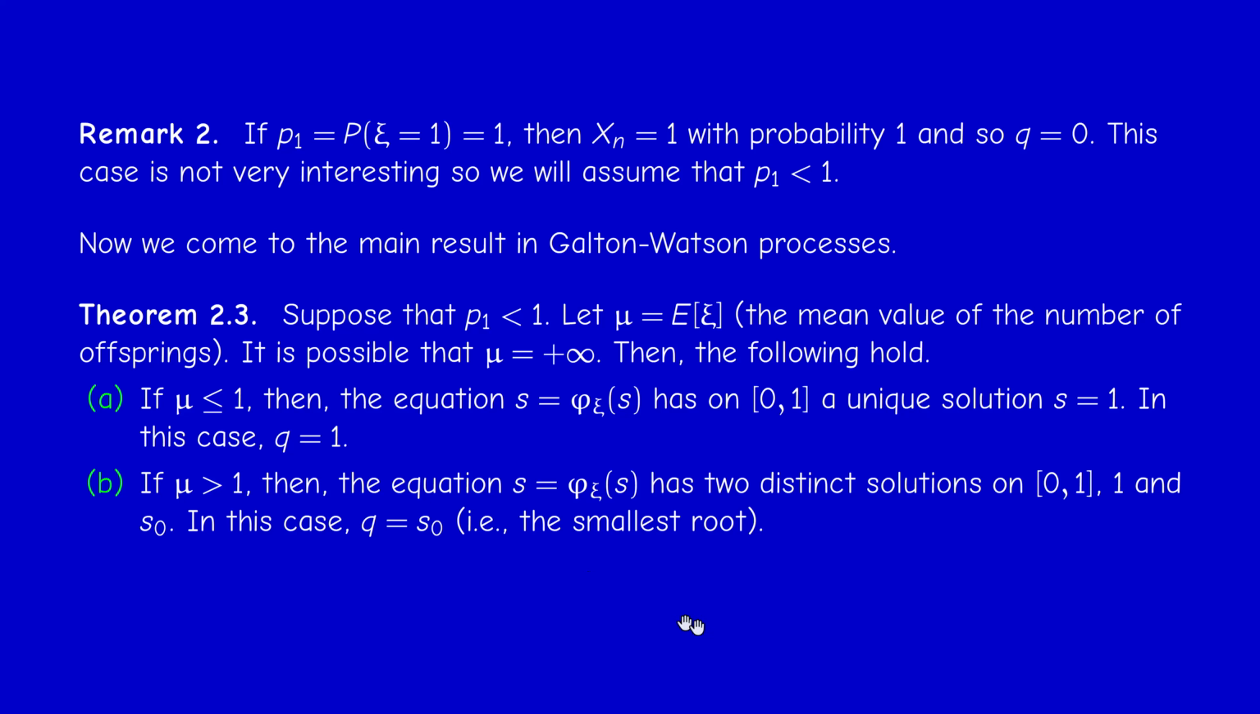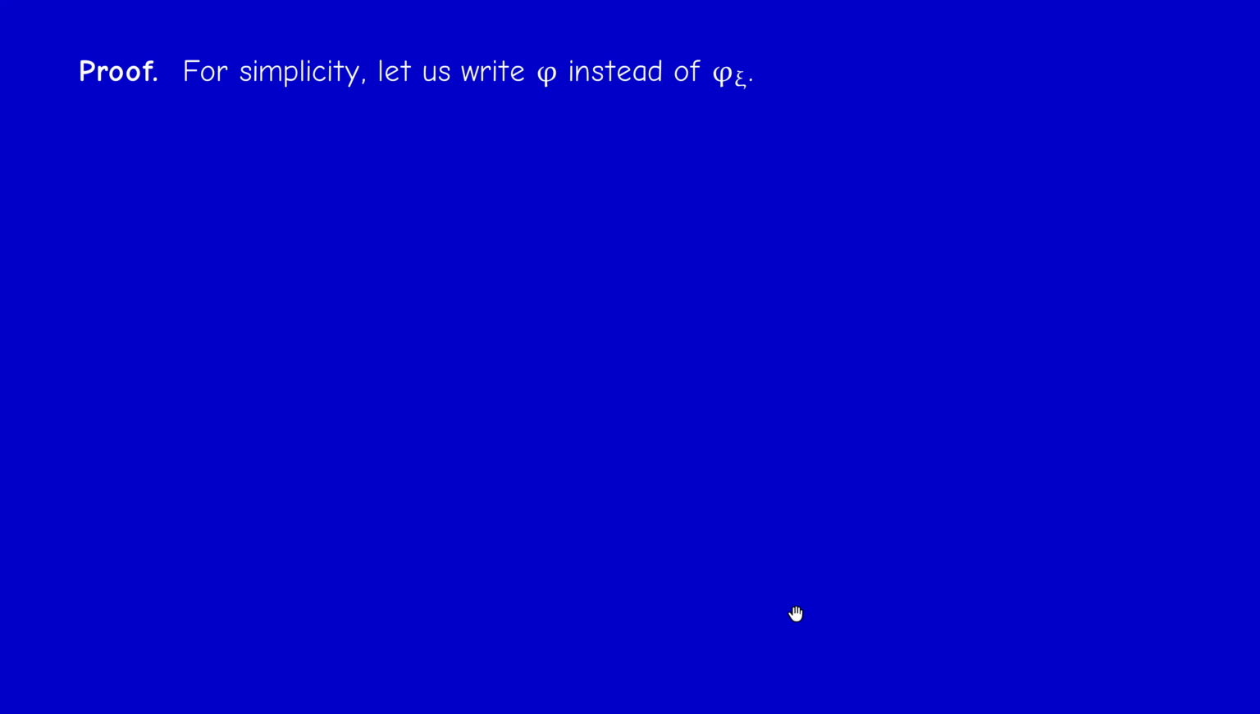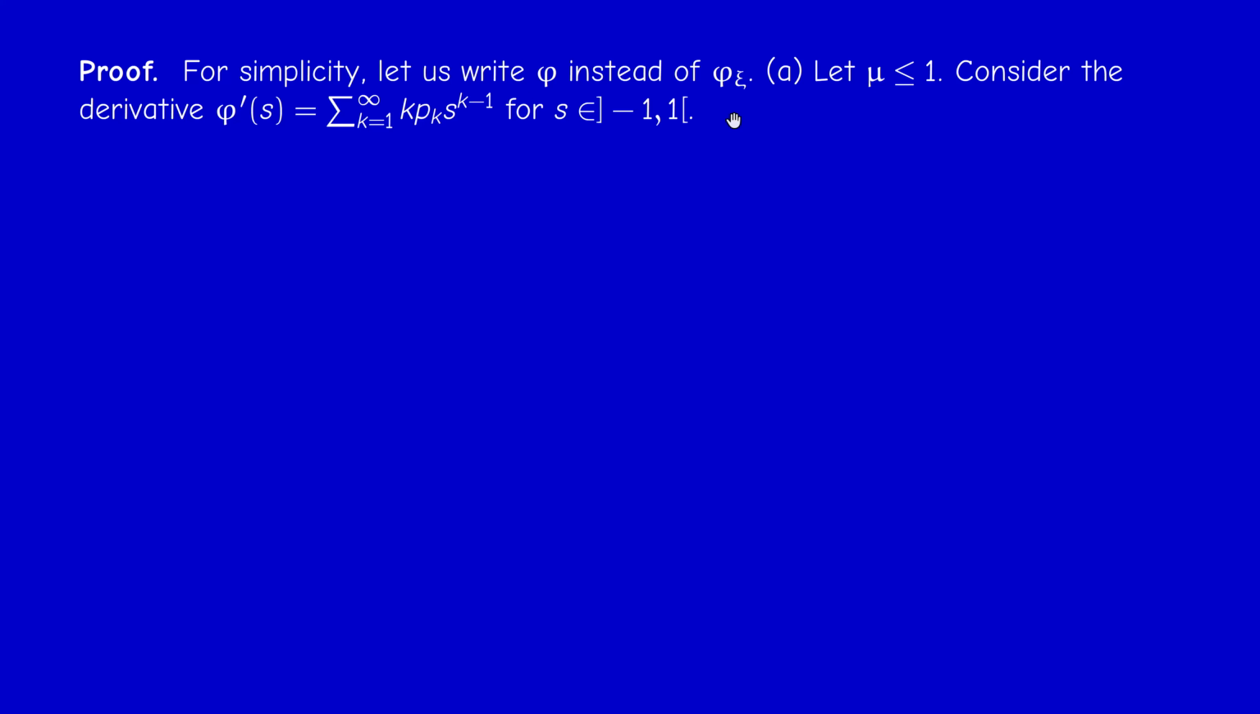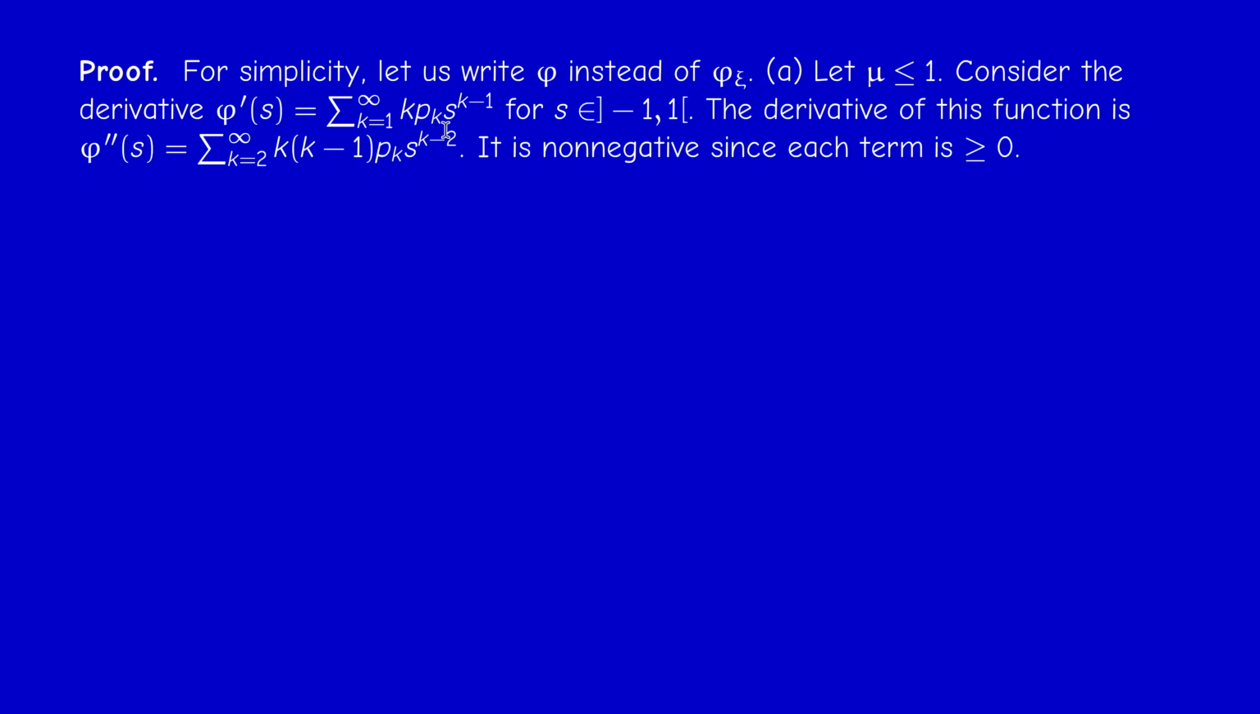Okay, now you may skip the proof if you like, because it's a little bit lengthy, but I will do it anyway. But you must understand what the theorem is saying and be able to apply it. We shall apply it in the exercises. Okay, so proof. So let us, for simplicity, write phi instead of phi xi. Okay, in the first case, the expectation of xi is less or equal than 1. What happens? For s between -1 and 1, we are in the disk of convergence, so we can differentiate term by term, as you observed.